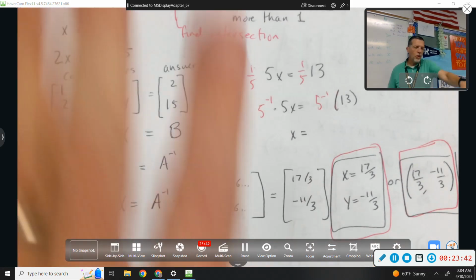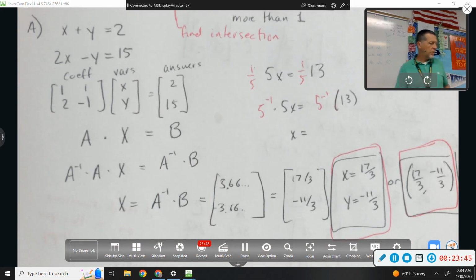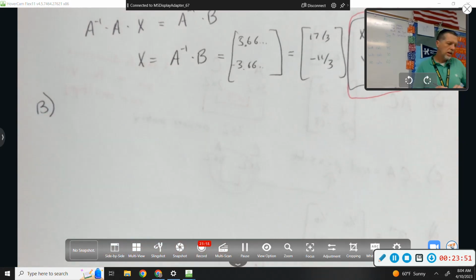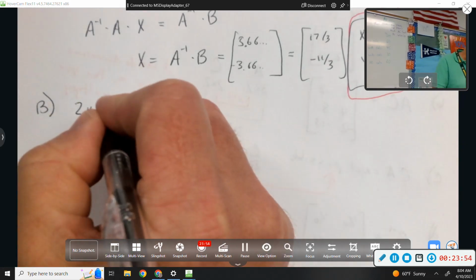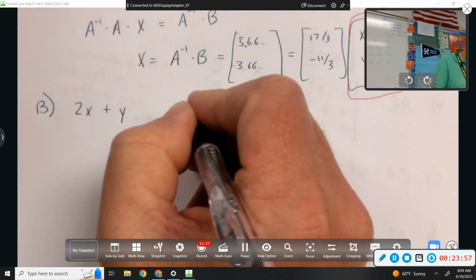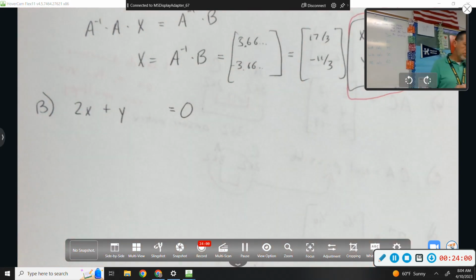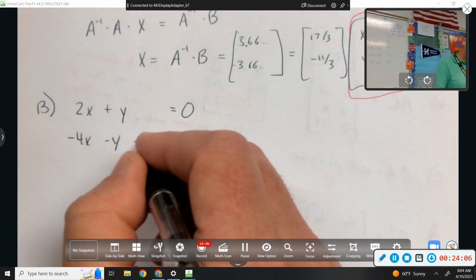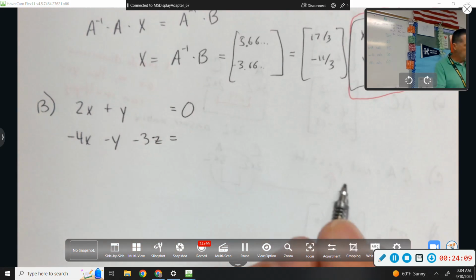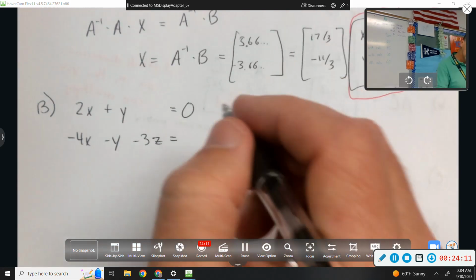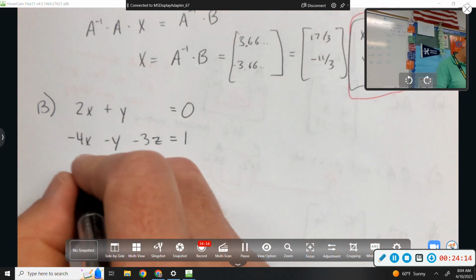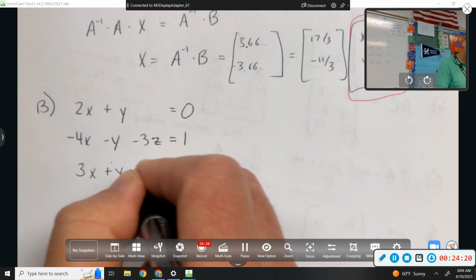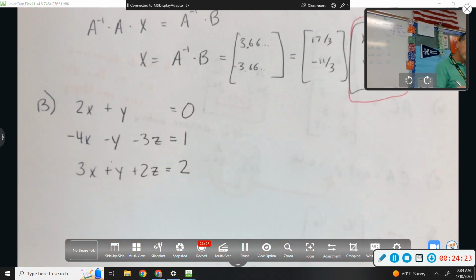Now, we showed a whole lot more work than I'm expecting you to show. Let's do one more, and I'll show you what I want to see. In fact, let's do one that's a little bit harder. 2x plus y equals 0. Negative 4x minus y minus 3z equals 1. And then 3x plus y plus 2z equals 2.